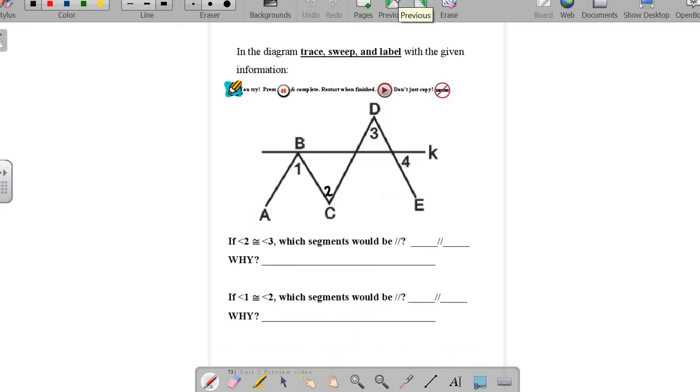This page I'd like you to try on your own. And restart the video when you're done.